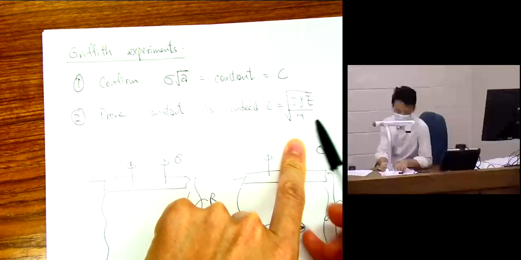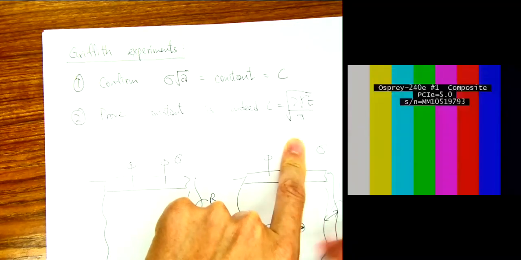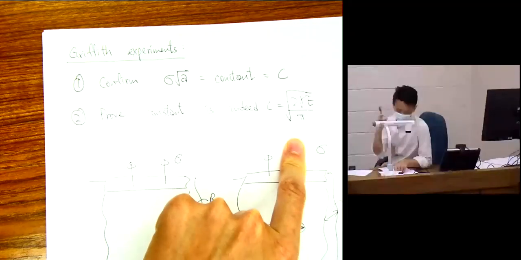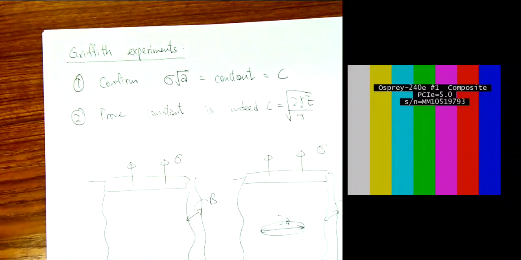So E again, I said that it's not difficult to do with elastic modulus. We do that pretty much by loading it and then measuring the change in length. Now gamma is the painful part. The gamma is the surface energy.